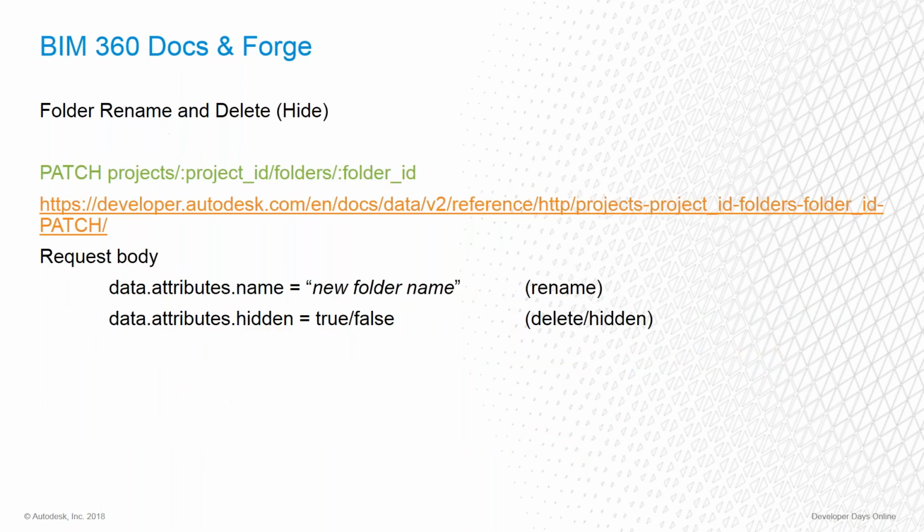From the docs side of Forge, there are updates for folder rename and delete. Delete is actually hiding, so you can use a PATCH on the project folders endpoint, and the documentation is in orange. Again, I'm posting this so you can reference the documentation. In the request body in JSON format, you specify the data attribute name as the new folder name. This will be the rename. Or if you want to hide the folder, you can change the attribute hidden to true.